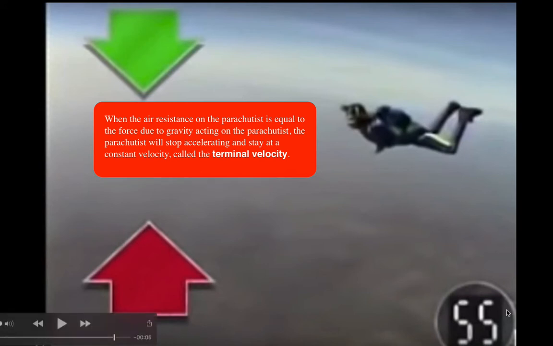So again, in a situation like this, when the air resistance on the parachutist is equal to the force due to gravity acting on the parachutist, she will stop accelerating and stay at a constant velocity called terminal velocity. Here, the terminal velocity for this parachutist is 55 meters per second.